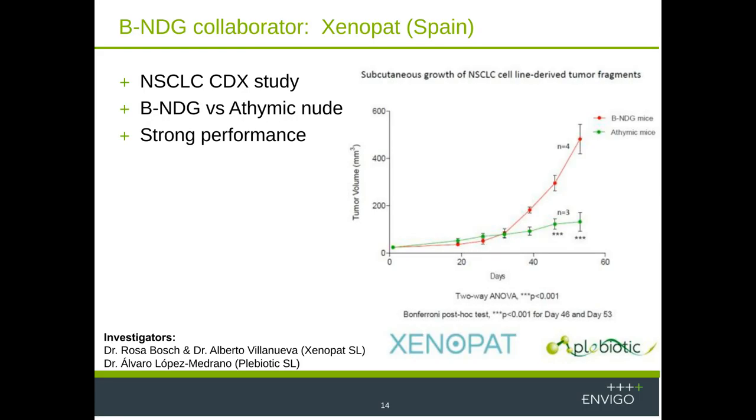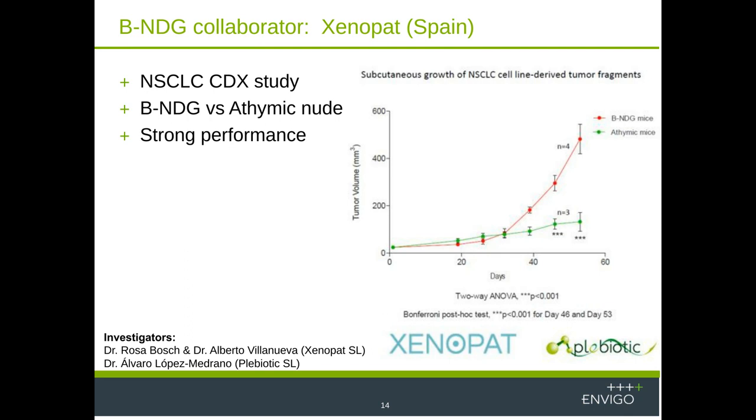Another collaborator, Sinopat, which was based in Spain, utilized a non-small cell lung cancer cell line for a CDX study. For this, they compared the growth in BNDG mice versus athymic nude mice. As you can see here in the red, the BNDG supported the growth of this cell line very well, whereas it grew much slower in the less immunodeficient athymic nude mice. So these data demonstrate that the BNDG indeed can be a very valuable tool for carrying out CDX studies, in particular for cell lines that have a very slow growth or that do not grow in the less immunodeficient models.